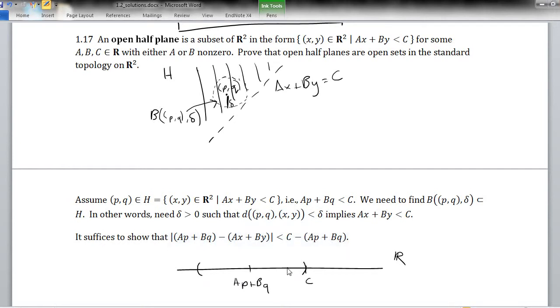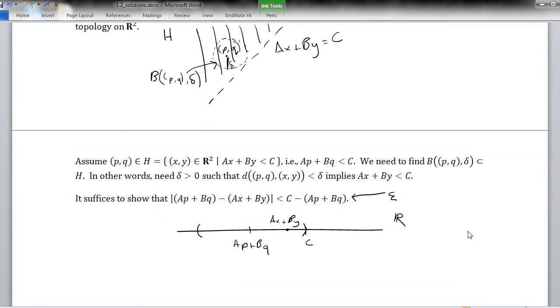So for example, maybe AX plus BY is right here. Okay. Now what I can conclude from that is precisely what I need, that AX plus BY is less than C. Okay. So what I'm saying is that we need to find a delta such that this inequality is true, and that will automatically imply what we want. So we just need to aim for this. Okay. Now this difference on the right-hand side here, that's just a constant, right? So let's just give that a name, epsilon.